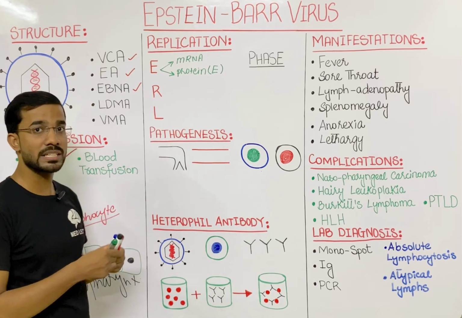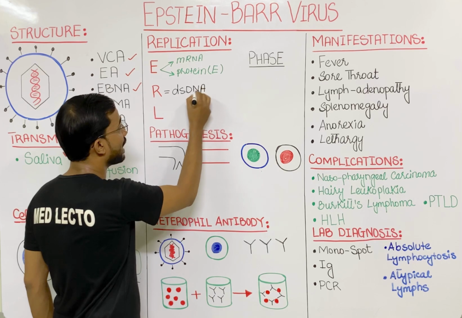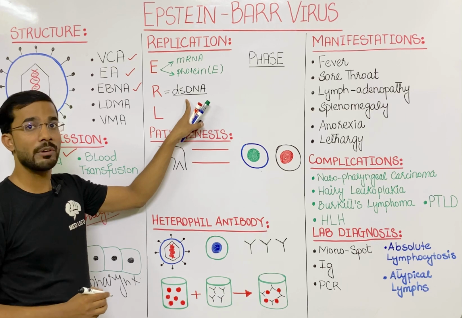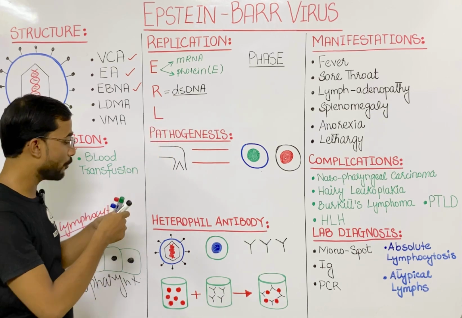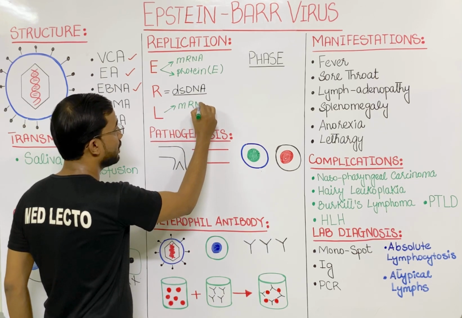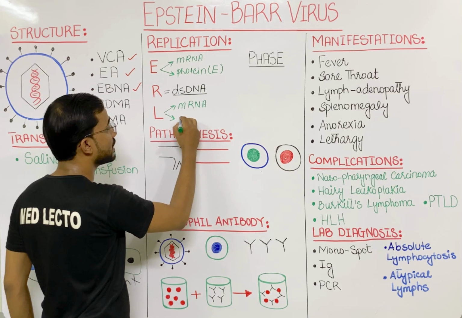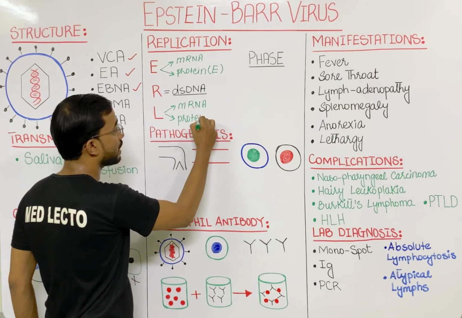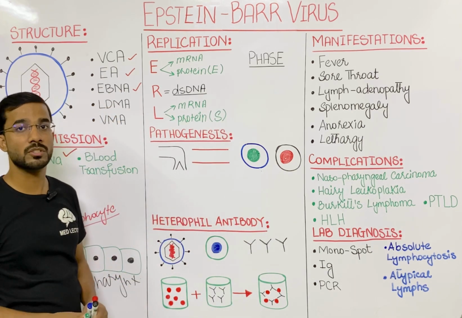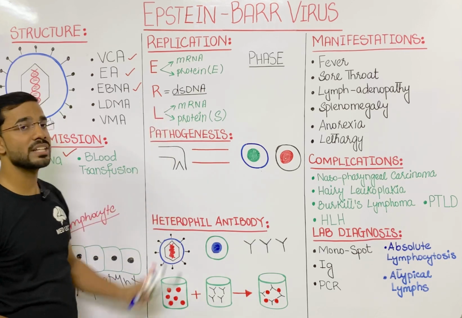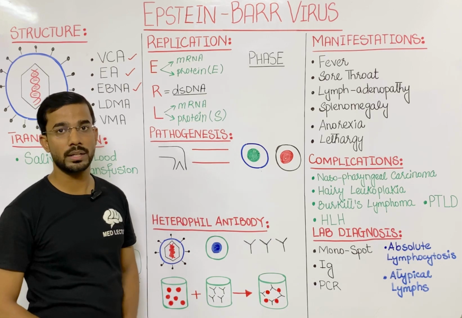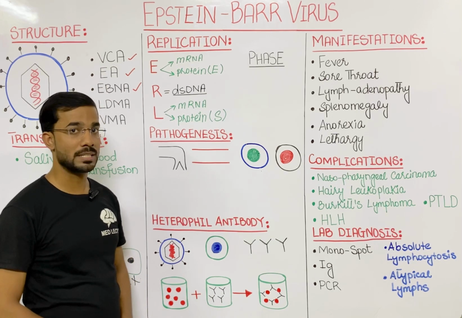In the replicative phase, as we know the Epstein-Barr virus has a double-stranded DNA molecule, and that genomic material will be replicated in this phase. After that you will see the formation of late messenger RNA, and from the late messenger RNA you will see the synthesis of late proteins. These proteins will be structural proteins, helpful in the formation of the capsid. So here are the different stages of replication of the Epstein-Barr virus.